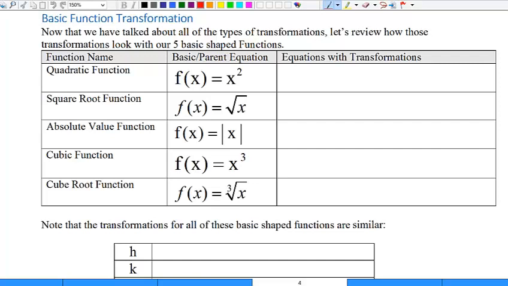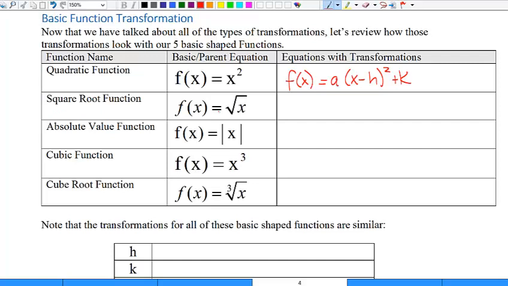Okay, so now that we've talked about all the types of transformations we could have, let's review how those transformations look with our 5 basic shaped functions. So our quadratic function, f of x equals x squared, when we put transformations on it, it will look like f of x equals a parentheses x minus h squared plus k, where the a is reflection, stretch, or compress, the h is a horizontal shift, and the k is a vertical shift.